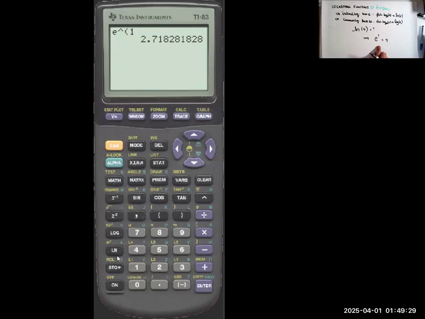So let's see, what do I have? If I do ln of 4 is 1.38. So if I do e to 1.38, it will give me 4. I can always do second ln, that gets e raised to the answer that I got, which better be 4.